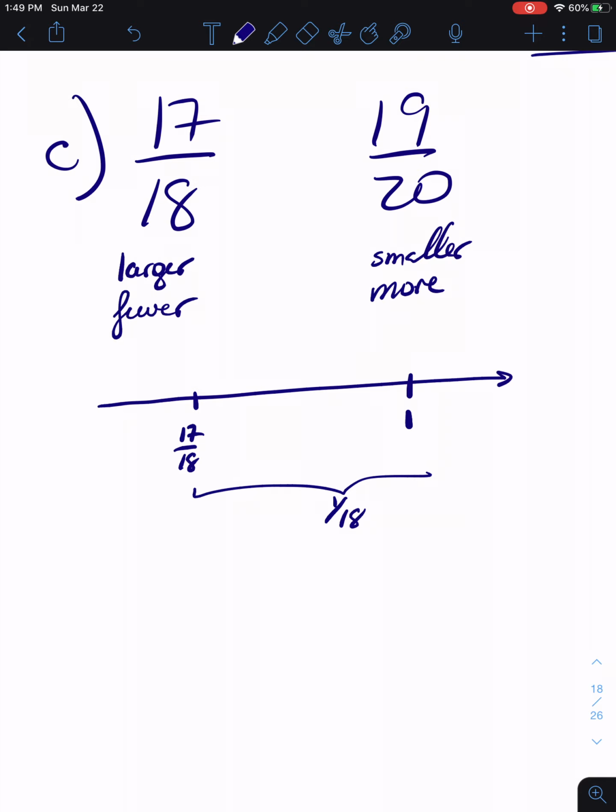Where would 19/20ths be? Is that 20th smaller or larger than the 18th? Well, we have it here. The 20ths are actually smaller. So the piece that it's missing is going to be somewhere inside. Whatever the relative size is, it's going to be somewhere here. So which one is greater? Well, 19/20ths is greater. It's missing a smaller piece to get to 1.